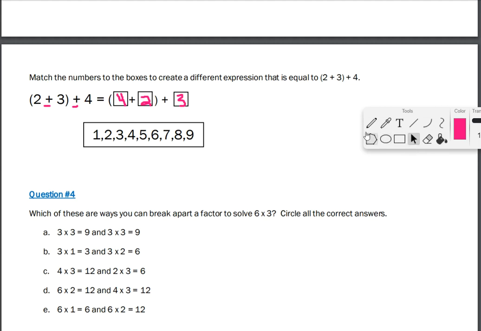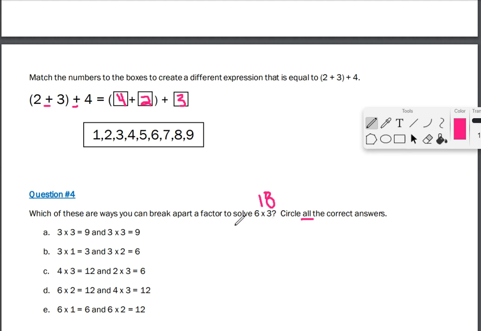Let's take a look at number 4. Which of these are ways you can break apart a factor to solve 6 times 3? All right, again, I'm going to solve 6 times 3. That's 18. Circle all the correct answers. So I am looking for things that equal 18 because something that FSA loves to do, because next year there will be FSA, we've avoided it this year, but we can't dodge it forever, unfortunately.